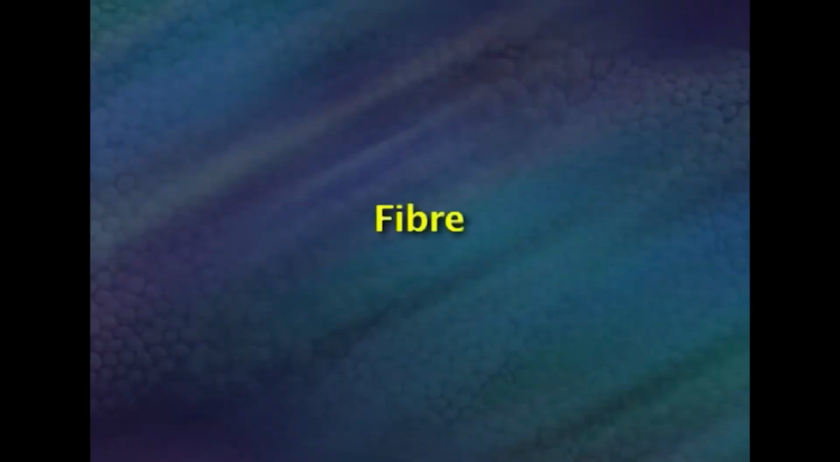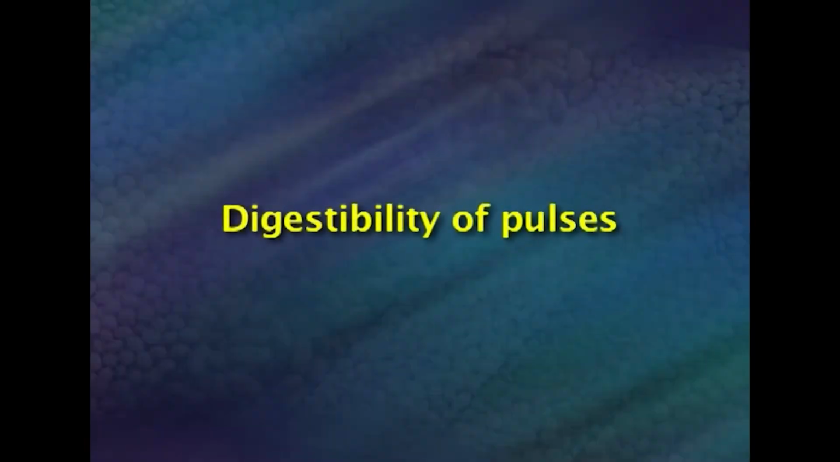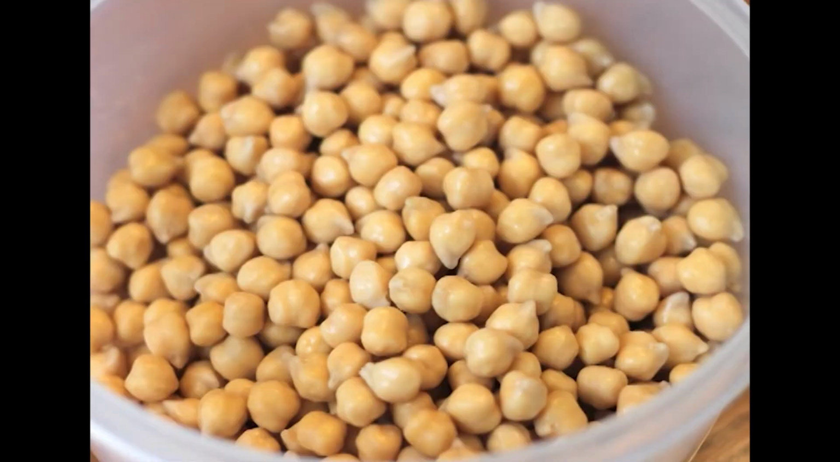Fiber in pulses is not generally absorbed by the body and thus increases the stool volume and transit. The fiber also serves to bind toxins and cholesterol in the gut so that these substances can be removed from the body. This improves heart health and lowers blood cholesterol. Coming to the digestibility of pulses, among legumes, chickpea protein has high digestibility.